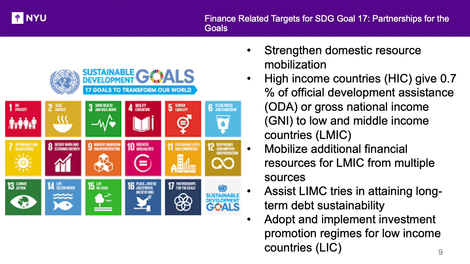SDG 17 specifically talks about partnerships to achieve the Sustainable Development Goals. And in that specific SDG, it talks about the strength needed to mobilize domestic resources. And in fact, what we do see is that high income countries give about 0.7% of their gross national income, GNI, as official development assistance to low and middle income countries.